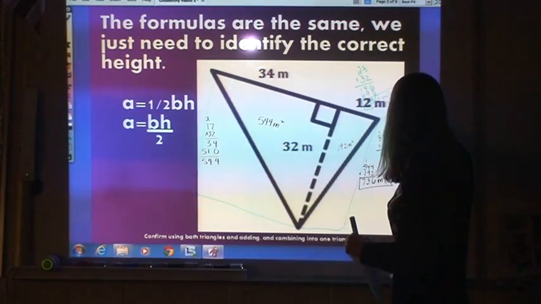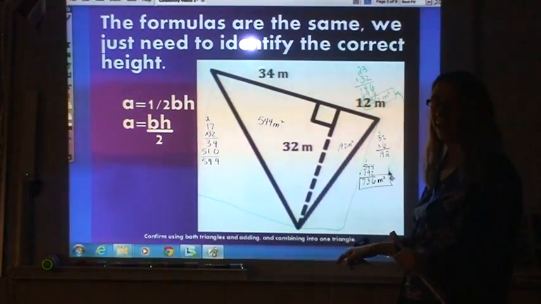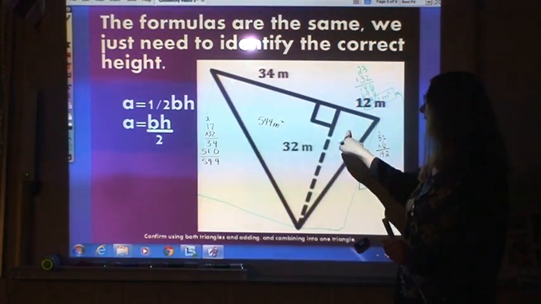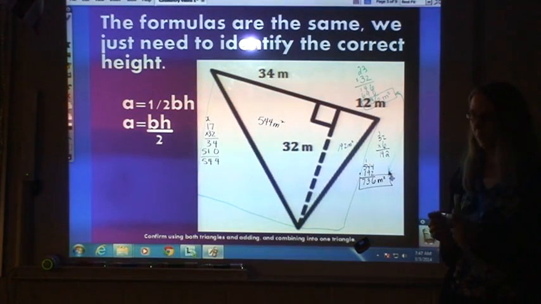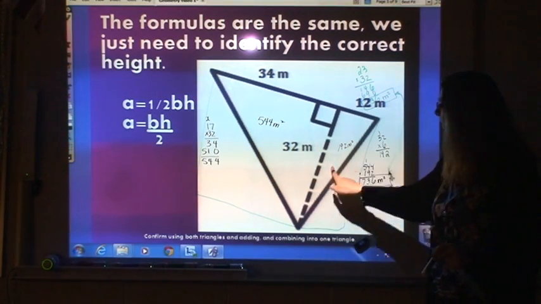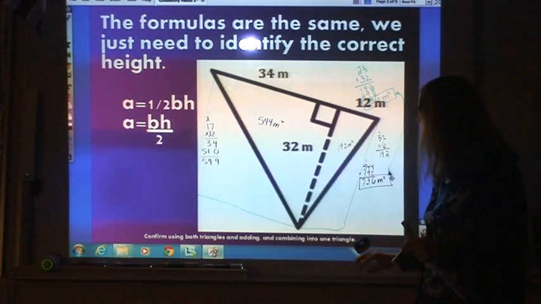It's usually a little bit faster to take half the base times the height of the whole triangle, as if it were a parallelogram, rather than adding these two together. But as you can see, the formula is the same. It's still going to work. You just have to be able to identify where your height is. Because remember, this slanted line cannot be your height. It has to be directly perpendicular.